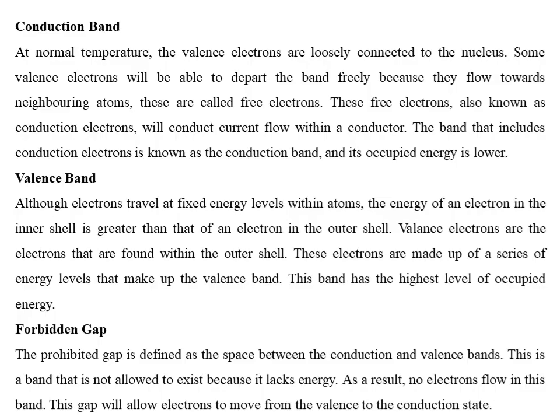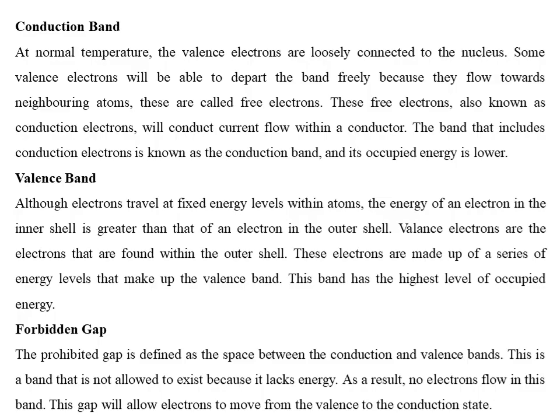Valence band. Although electrons travel at fixed energy levels within atoms, the energy of an electron in the inner shell is greater than that of an electron in the outer shell. Valence electrons are the electrons that are found within the outer shell. These electrons are made up of a series of energy levels that make up the valence band. This band has the highest level of occupied energy.